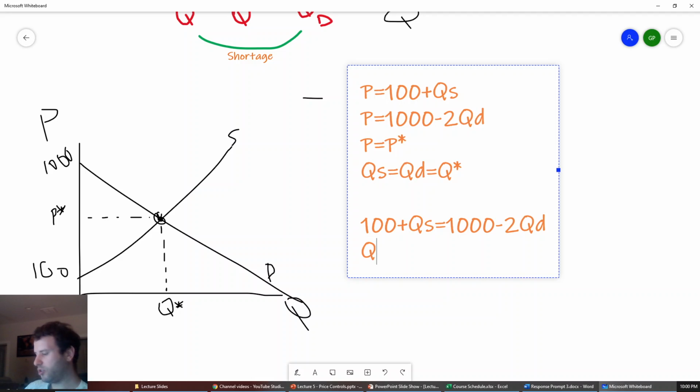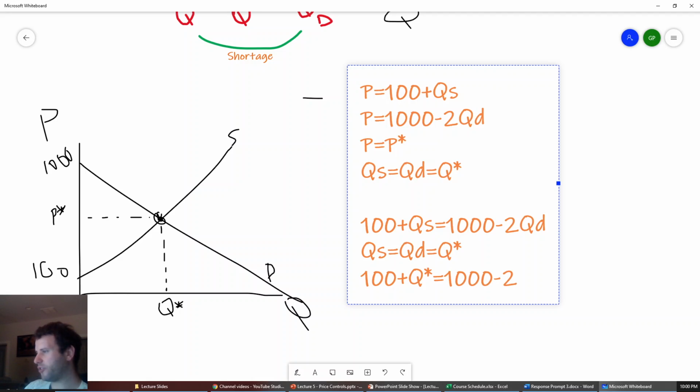All right, what else do I know? I know that QS equals QD equals Q star. So I have 100 plus Q star is equal to 1000 minus 2 Q star. All right, so what do I know now? I have one equation, one unknown. It's a solvable system. Okay?